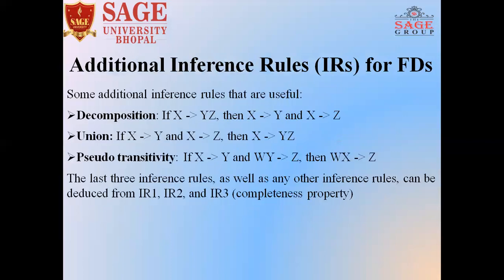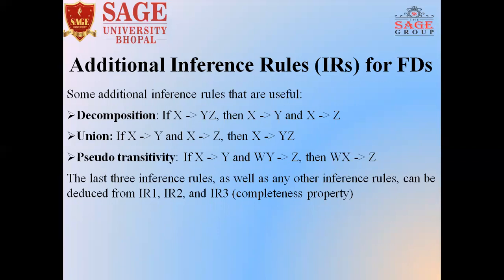Apart from these rules, we also have some different inference rules. One is called decomposition. In decomposition, if x determines the combination of y and z, that means x determines y, z, so we can decompose this functional dependency into two different functional dependencies, that is x tends to y and x tends to z. Same as we can learn about union. Union is just the reverse of decomposition: if x tends to y and x tends to z, we combine both the rules, and it becomes x tends to yz. It is also visible that decomposition and union are the opposite of each other.